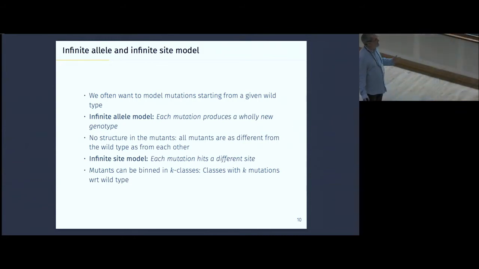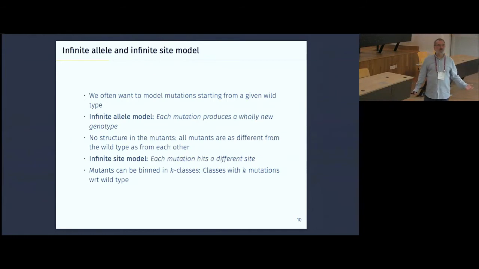So you have no structure: all mutants are different from the wild type, and as different from each other. On the other hand, the infinite locus model, or infinite site model, is the idea that you have a very, very long sequence, and each mutation hits a different site in this sequence. In this case, the mutants are arranged in some sort of hierarchical structure. You have one mutation away from the wild type, two mutations away from the wild type, and so on and so forth.